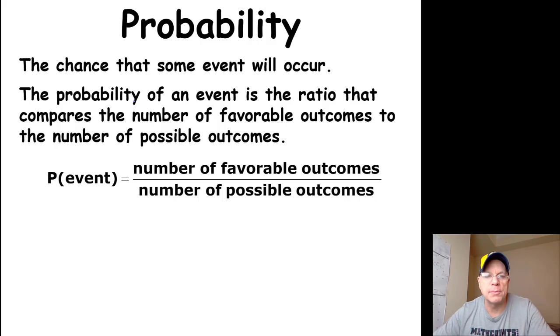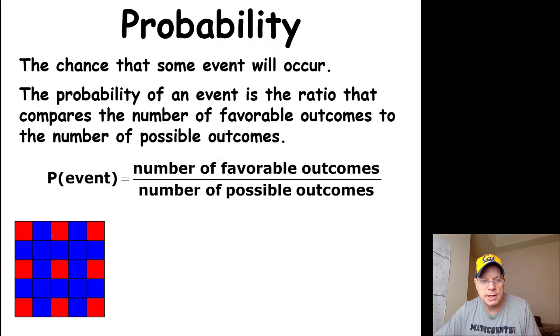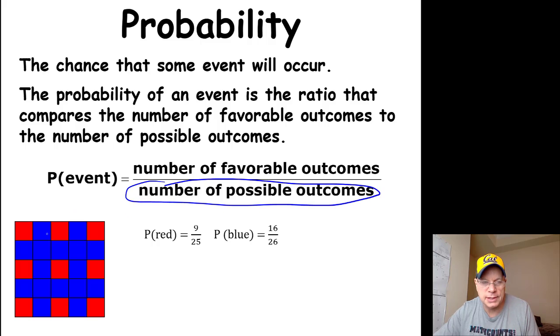The definition of probability is the chance that some event will occur, and it's a ratio. The probability of any event occurring is equal to the number of favorable outcomes compared to the number of possible outcomes. So if we look at the raindrop example, the probability of red was 9/25 because there are 25 possible places for it to land, 25 equally likely squares in which the raindrop could land.